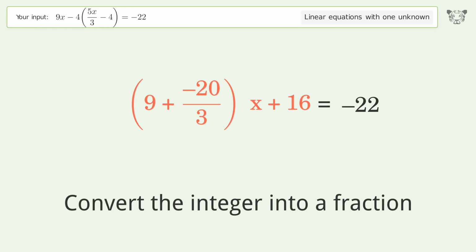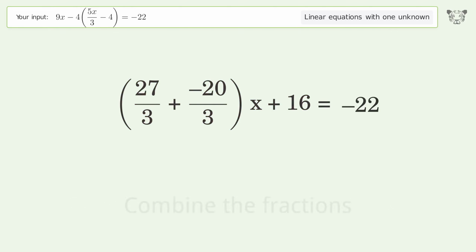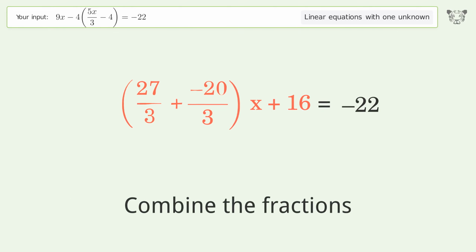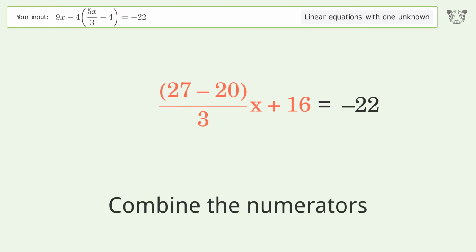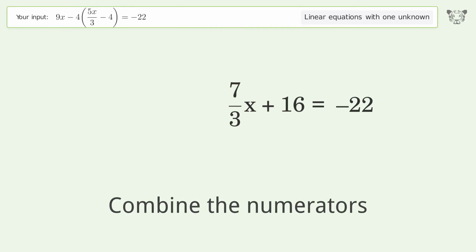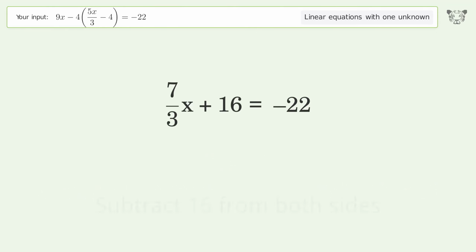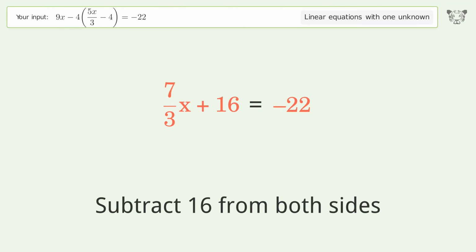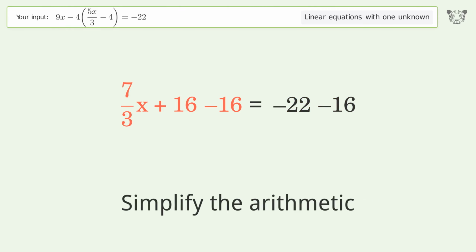Convert the integer into a fraction. Combine the fractions. Combine the numerators. Group all constants on the right side of the equation. Subtract 16 from both sides. Simplify the arithmetic.